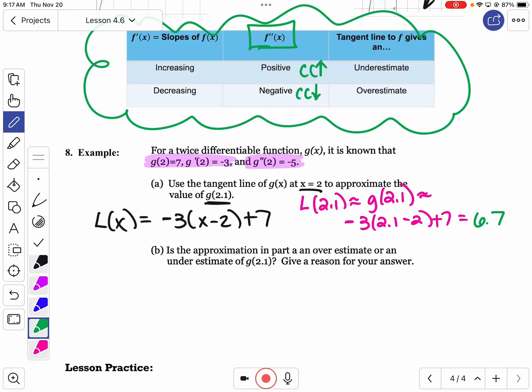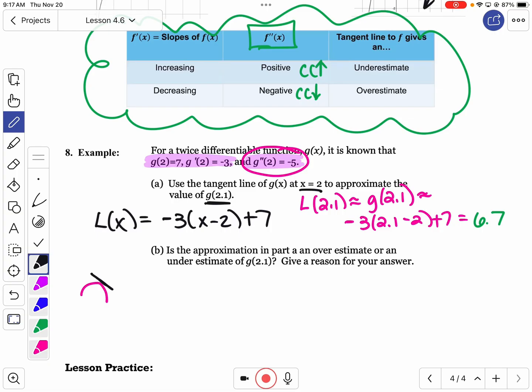Yeah, gotta read. So now let's look at part B. This is where it asks me, is the approximation in part A an overestimate or an underestimate of g at 2.1? And the thing is, we've got to rely on what we're given. What we're given is this piece right here. I didn't need it to write the linearization, so I must need it for something else. g double prime is negative 5. That means that g is concave up or concave down? Concave down. And so my linearization would be above.